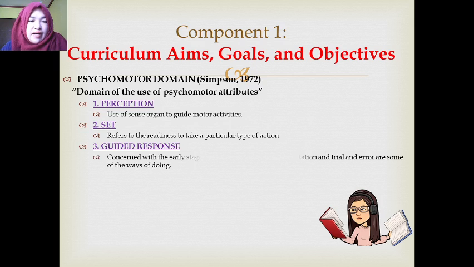Then, guided response. Concerned with the early stages in learning complex skills; imitation and trial and error are some of the ways of doing. With guided response, sometimes you ask questions that are already obvious. For example, I have a matching type activity on the board. When you say sea in column A, then in column B there is the picture of the sea, they will match it. So you ask the children who is willing to match. Sometimes, you really cannot avoid it.